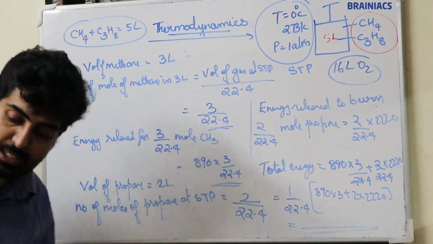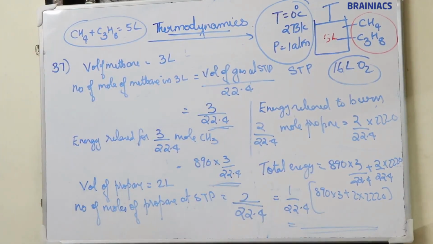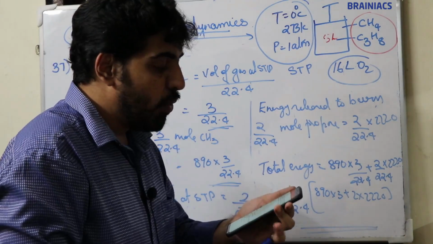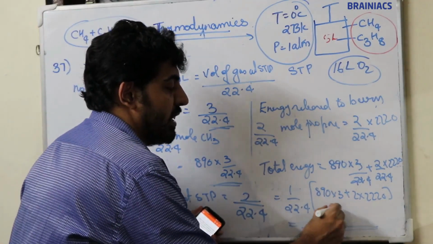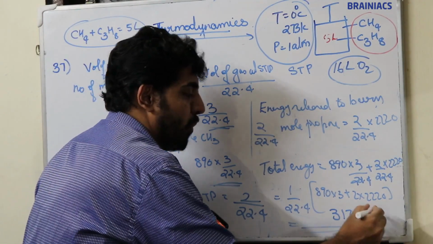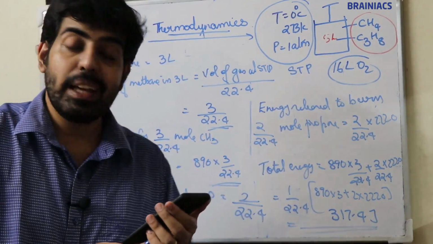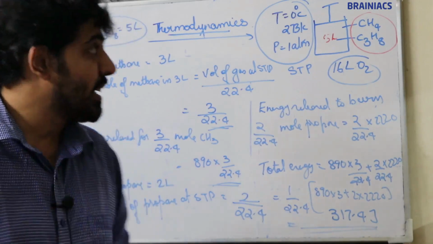After doing this, you will get the right answer. I will tell you the answer. You will get 317.4 joules. Okay, the answer is option 3. I think it's clear.